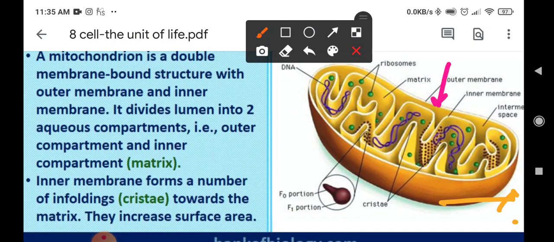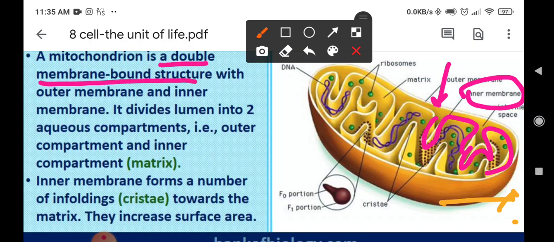So this is the outer membrane, which is smooth. If you look at the inner membrane especially, you will find that the inner membrane has infoldings. There are a number of foldings present in the inner membrane, so that is why it is known as a double membrane bound structure. This is a very important term.